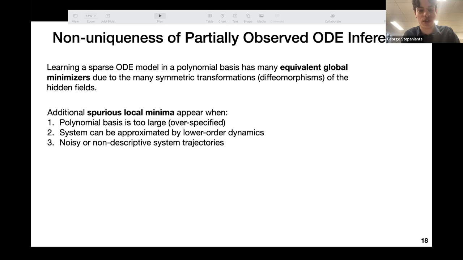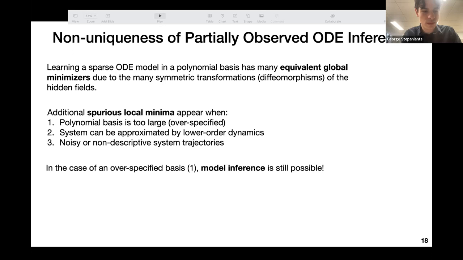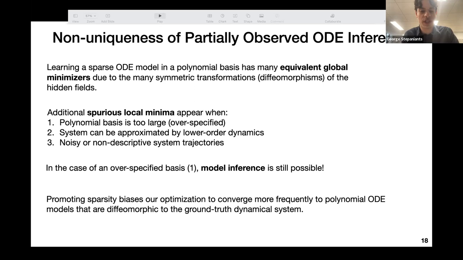Okay. But as we've seen from various works, even going back to the original SINDy paper and many of these sparse learning papers, if you have an overspecified basis, such as a polynomial basis with many degrees, model inference still tends to be possible because of the fact that we promote sparsity by adding in L1 regularization or through procedures like sparse iterative thresholding. Usually by promoting this kind of sparsity structure, we can land in a good model that is actually equivalent and correctly describes the dynamics of the system.